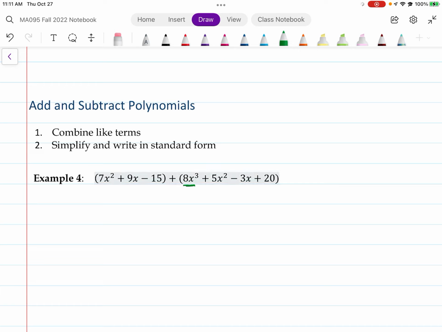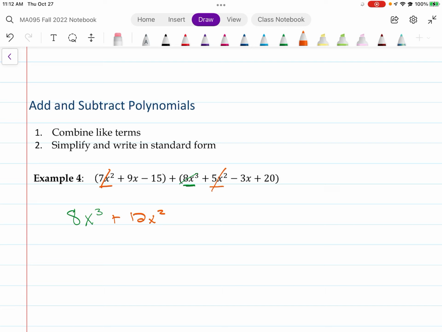So I'm going to use color coding here, 8x cubed. Now what you might want to do is after you have used it, cancel it out. And that way you're sure not to miss anything. All right, the next one is the squared term. So I've got 7x squared and 5x squared. And you can rewrite these if you want to, especially if you have a minus sign right here. I would rewrite these because you've got to distribute the minus. So 7x plus 5x is 12x squared. So now I'm going to cancel those out or just cross them out so that I can see that I got them.